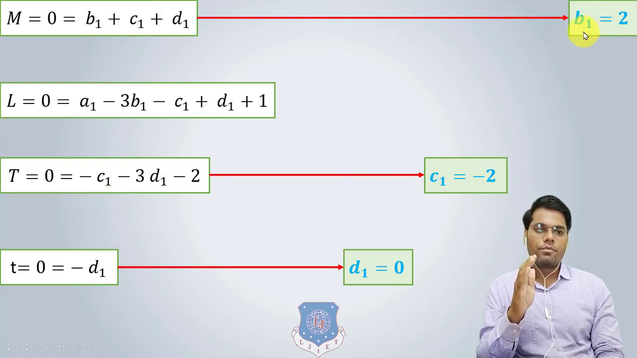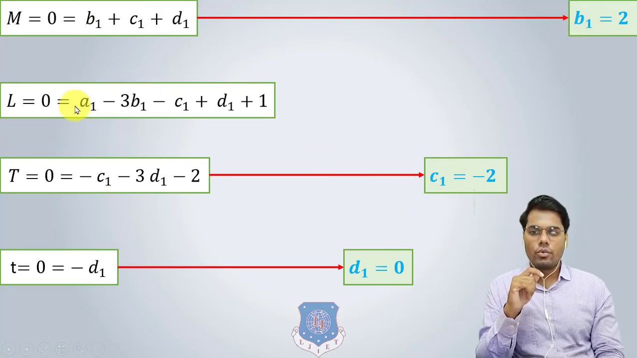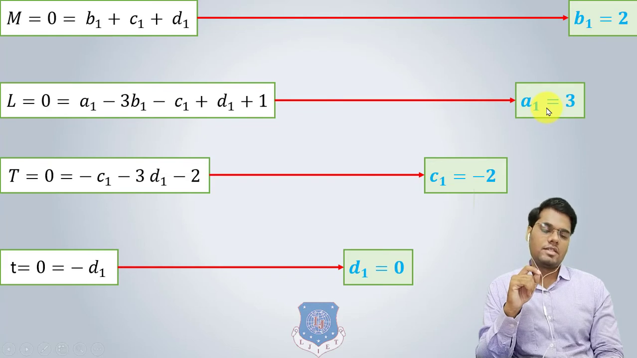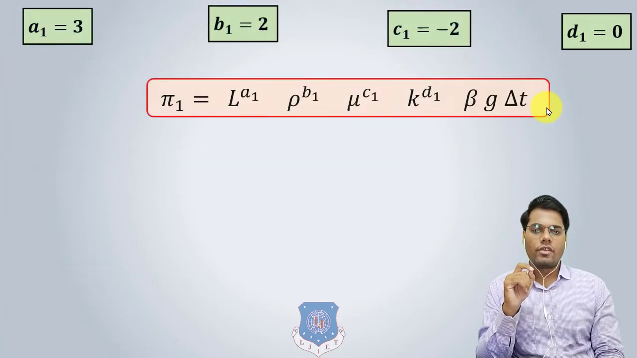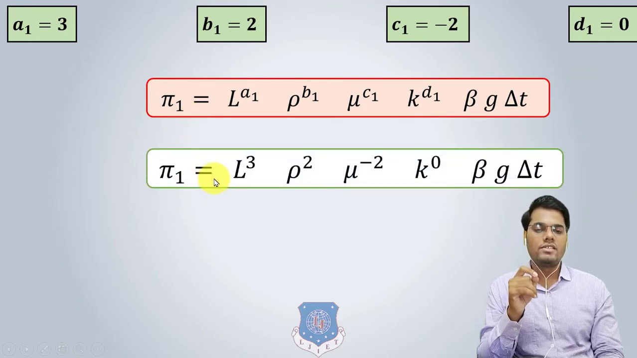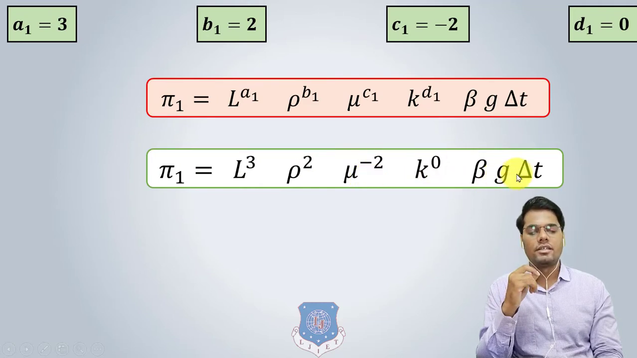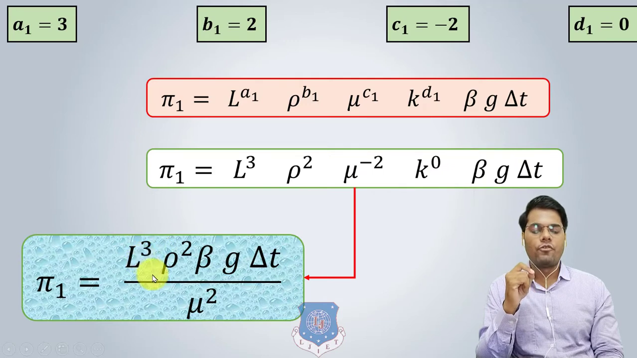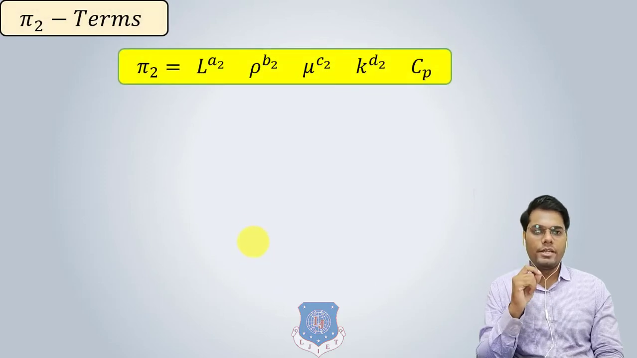Now putting all the values of B1, C1 and D1 in this equation, we will get the value of A1, which is 3. Now using these values of A1, B1, C1 and D1 in this equation, we will get pi 1 is equal to L raised to 3, rho raised to 2, mu raised to minus 2, k raised to 0 into beta g delta T. So our first dimensionless number, pi 1, is L cube rho square upon mu square into beta g delta T.